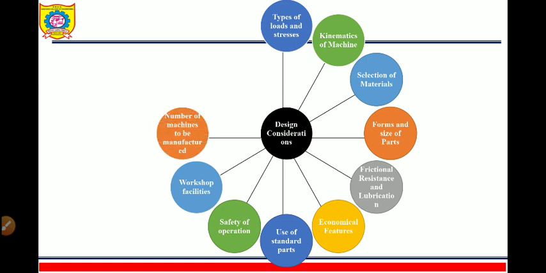Next is number of machines to be manufactured. How many machines are to be manufactured? Suppose I have to manufacture one machine, then automation is not needed. If I have to manufacture such 1,000 machines, then automation is required. That comes under design consideration.